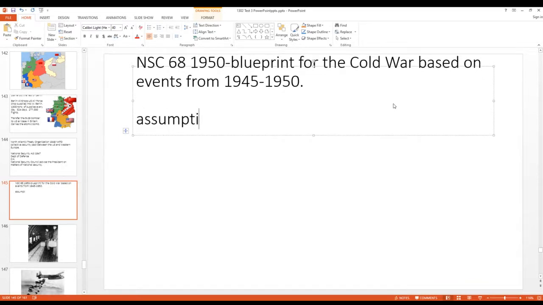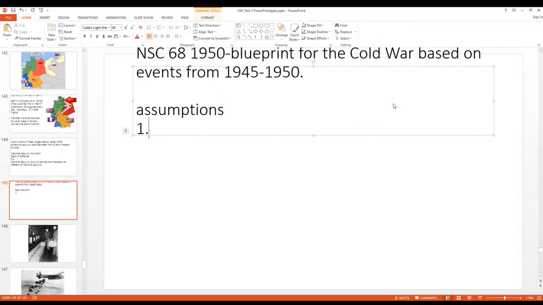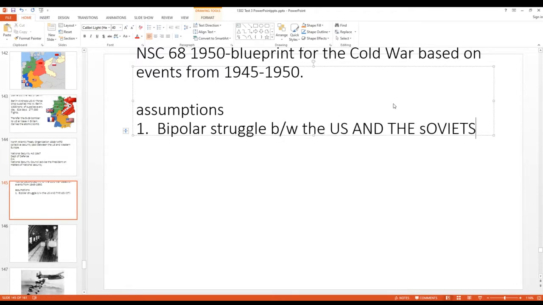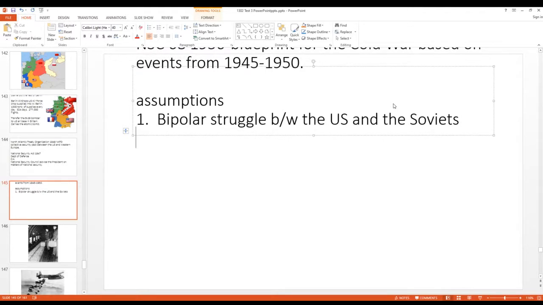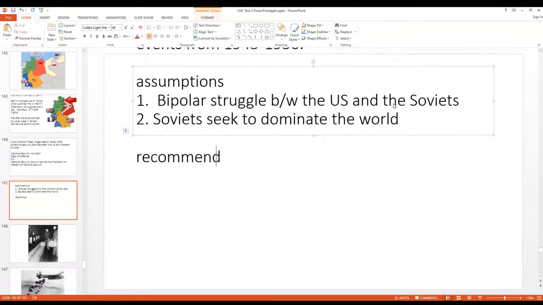NSC 68 makes two assumptions. One, there is now a bipolar struggle between the U.S. and the Soviets. Two, Soviets seek to dominate the world. And then it makes 5 recommendations.